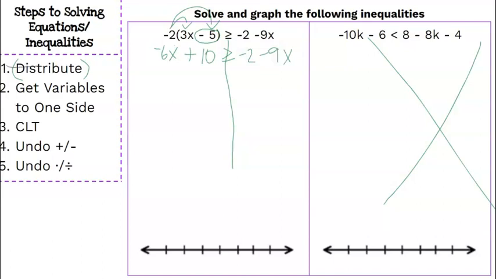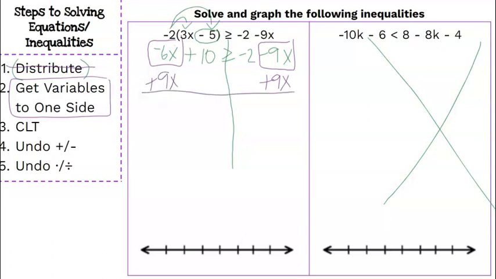So that took care of that distribute step, so now we're going to get our variables to one side. I see I have -6x over here, and I have -9x on the right. So I'm going to move the -9 to join the -6. Opposite of -9 is positive 9. So I'm going to add 9x to both sides. -6 plus 9 is 3x. Still have that plus 10. Is greater than or equal to. -2 is still there, but -9 plus x is 0. So we did that, we combined our like terms.